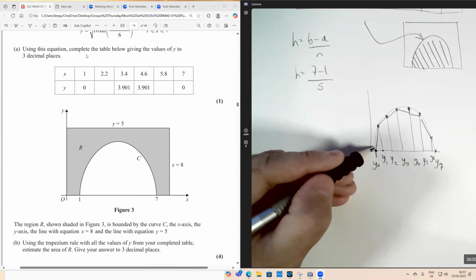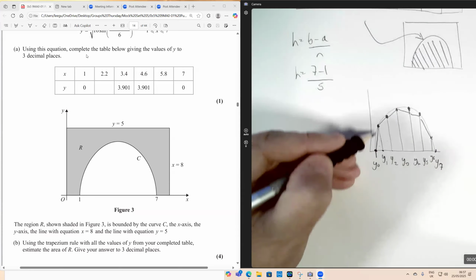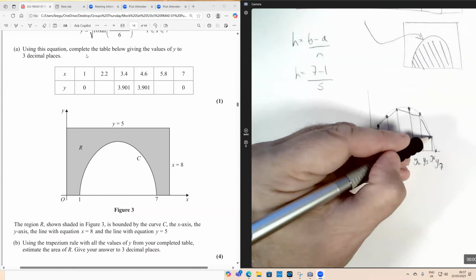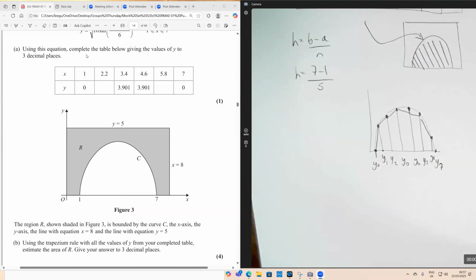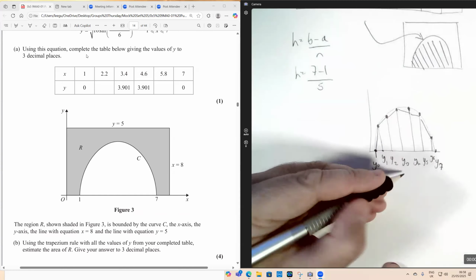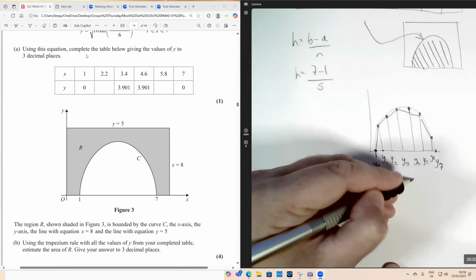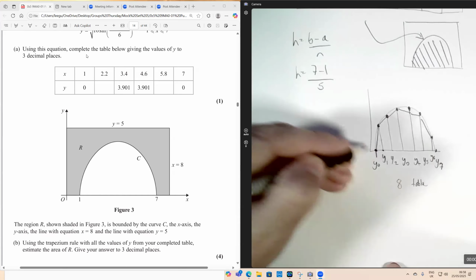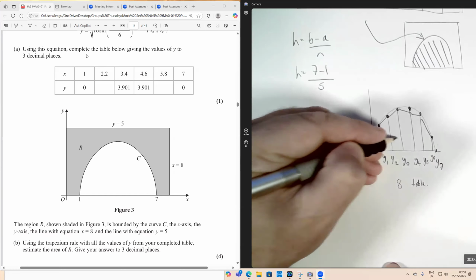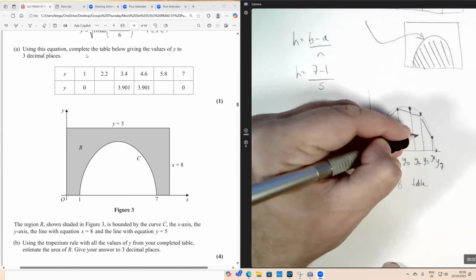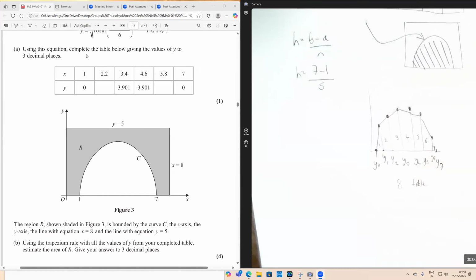So the point that I'm illustrating is there's always going to be one more value in your table than you actually have as the number of trapezia. So going from 0 to 7, that would be 8 values in the table. But you can see that corresponds to just 1, 2, 3, 4, 5, 6, 7 trapezia.